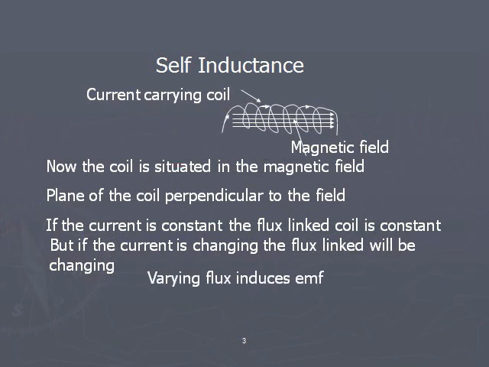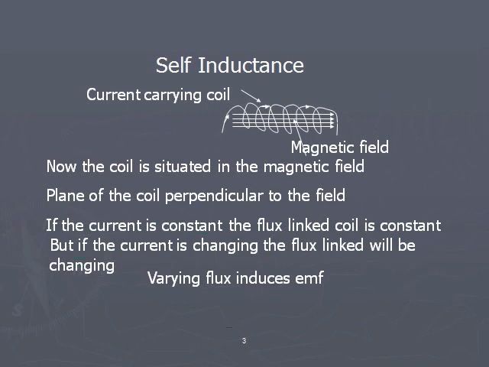The surface of these coils will be perpendicular to the magnetic field. Hence, the angle theta will be 0. The angle theta, that is the angle between the magnetic field direction and the area vector direction, is 0. So, maximum flux is linked with the coil. The flux linked with the coil is constant as long as the current flow in the coil is constant. As long as the magnitude of current is constant, the flux linked with the coil is constant.